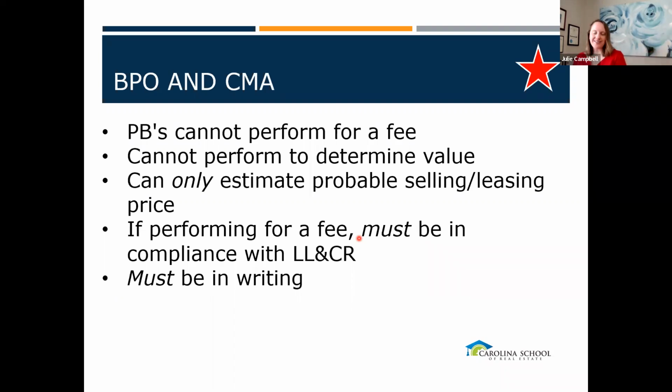Once you drop that provisional status, if you are performing a BPO or CMA for a fee, you need to be familiar with license law and commission rule. You need to know what license law and commission rule says. You guys are actually going to learn more about BPOs and CMAs in post-licensing. So we'll get into more specifics about the license law and the commission rule. And then any BPO or CMA we perform has to be in writing. That makes sense, right? Because what do we document? Everything. So you do a BPO or a CMA, have written documentation, have your report in the transaction file, the transaction record. Questions on BPO, CMA?